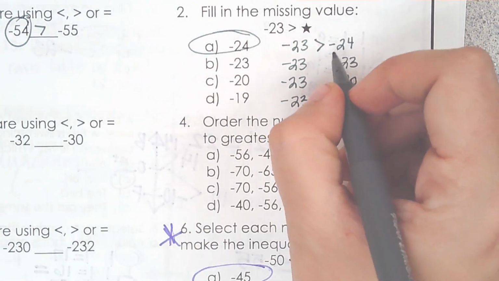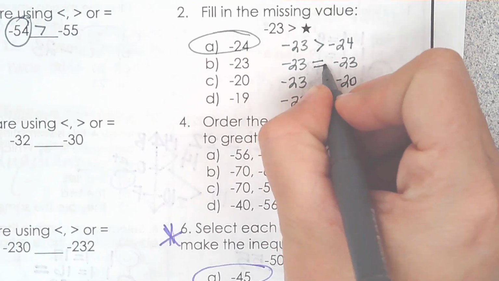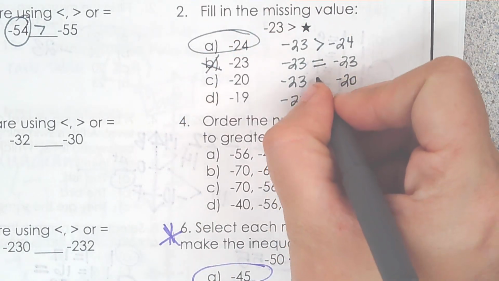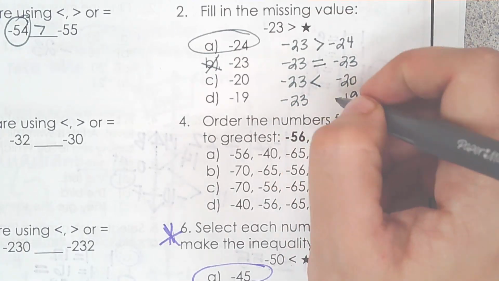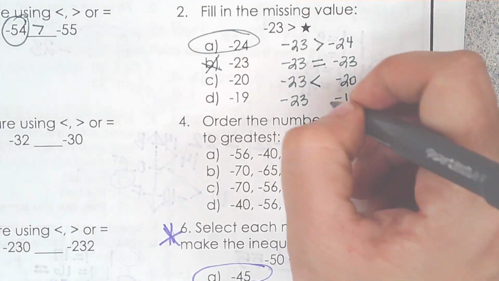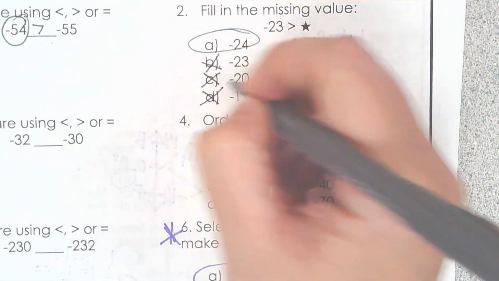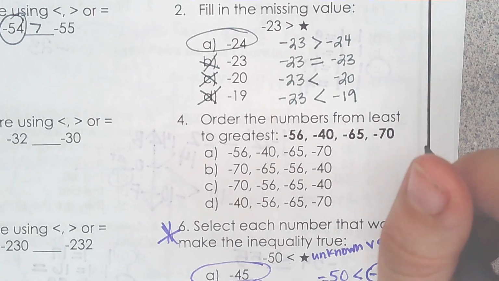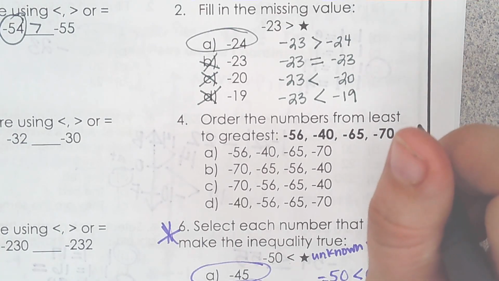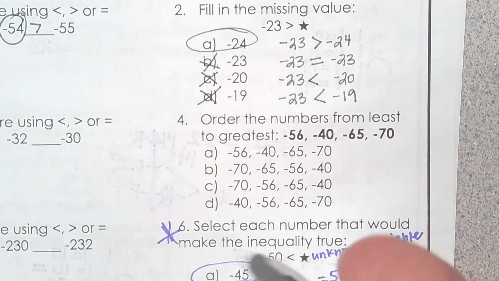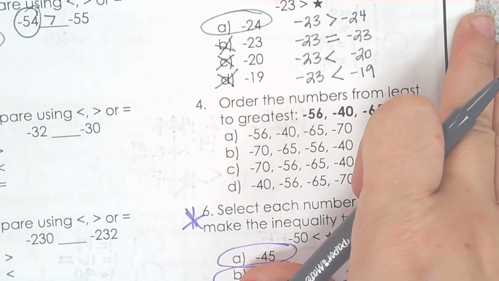Negative 23 is what to negative 23? Negative 23 is what to negative 20? Less than. Negative 23 is what to negative 19? Okay, when I worked it out that way, I was justifying if it's greater, equal, or less. If you got this wrong, you need to do how I just did it. I showed you how to do that yesterday down here on number 6.